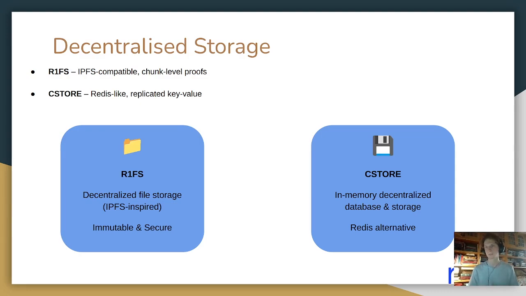And the CStore is more like an in-memory database, where you could store data and share data between the nodes. It's rather for some quick updates, some small data, not so large data, because for files you would use R1FS.